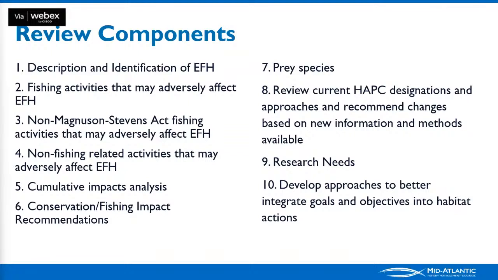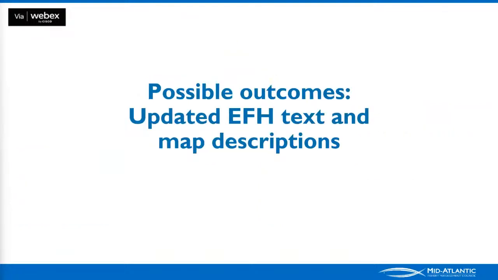You're required to do a cumulative impact analysis, consider conservation fishing impact recommendations, go through the process of identifying prey species that are associated with your fish habitat, consider habitat areas of particular concern, research needs, and consider goals and objectives and how you might incorporate those into your habitat actions. So there's a lot of things on this list, but we have a lot of new information to help us work through the process.